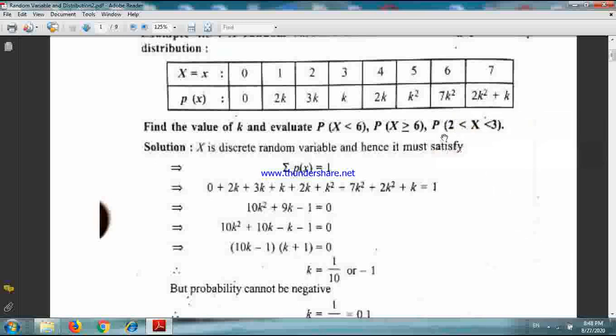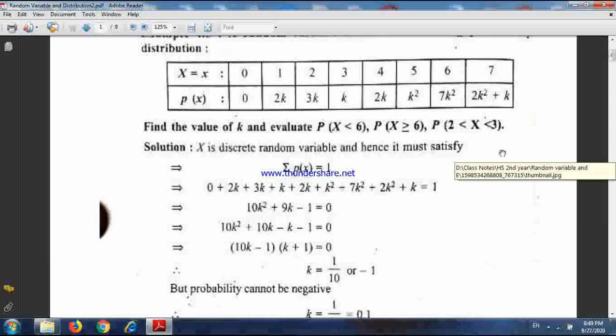And next one is the last one, probability x lies between 2 and 3. Greater than 2, less than 3. So is there any possible value of x lying between 2 and 3? No. So ultimately the required probability is 0, because there is no value of x between 2 and 3. So the last one, probability is 0.